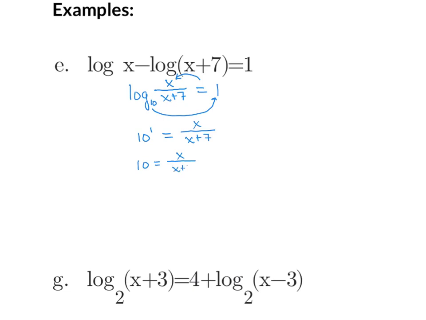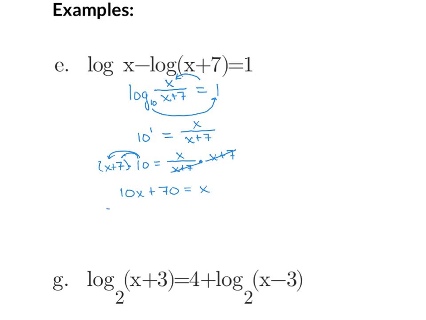And we have x over x plus 7. The next thing we want to do is clear the fraction. So I'm going to multiply both sides of my equation by x plus 7. On the right side, they cancel out. On the left, we need to distribute the 10. We get 10x plus 70 equals x.